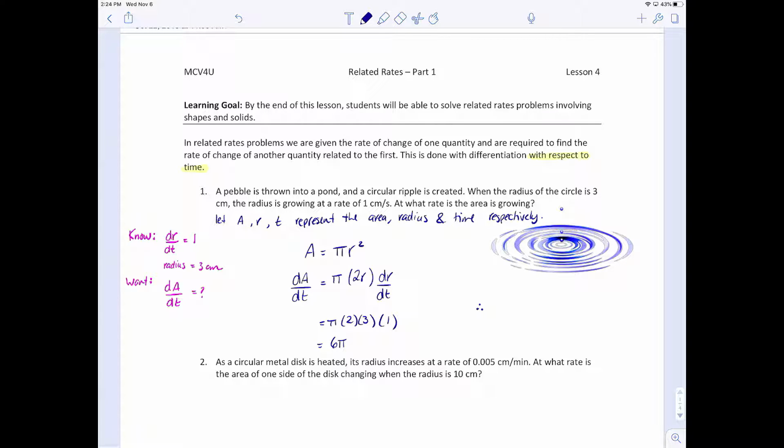So at that instant, when the radius is 3, the rate of change of the area is 6 pi. What are my units going to be? Good, centimeters squared per second. So we're looking at dA, which is centimeters squared. It's dt, which is seconds. And this is only at the instant when the radius is equal to 3.